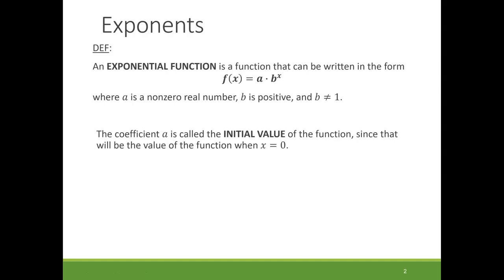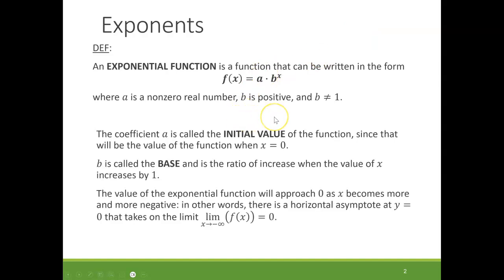That a coefficient we often refer to as the initial value, because when x is 0, b to the 0 is 1. A times 1 is just a. Oftentimes when we talk about these exponential functions, the x variable is representing time, right? When we talk about the initial value, that's when time is equal to 0. And in the exponential function, when x is 0, the function evaluates to a. So we call it the initial value.